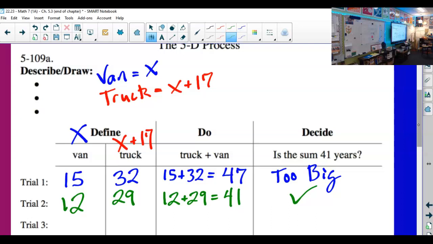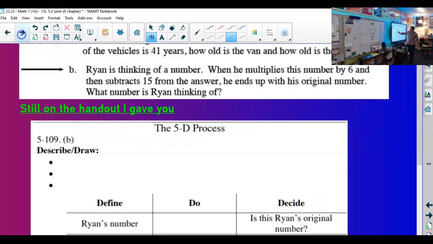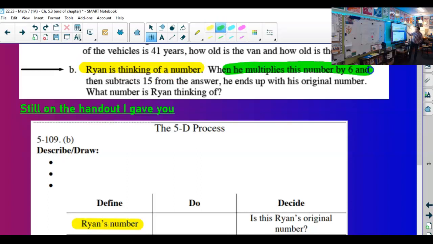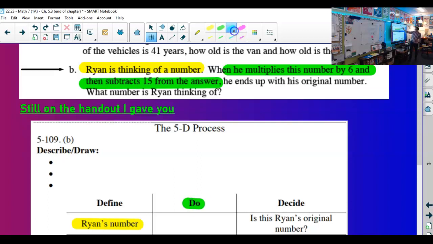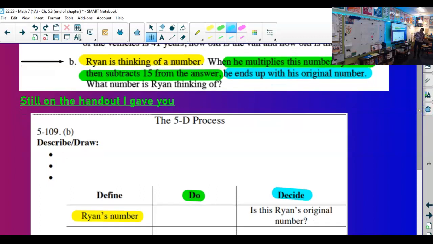We could be highlighting and trying this. Is it like this number or this number? When he multiplies by six, so his original number would be X. I think his original number is X, and then the first one is like X times 6.